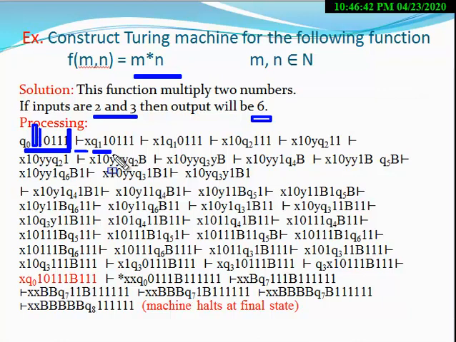Now we will process according to this logic. Start from this ID. At the first step you have to remove 1. First one removed. The first one removed by X, and the machine change its state. At the state Q1, machine move in the right direction if 1 appears in the tape. So clearly 1 appears in the tape, therefore machine move in the right direction.